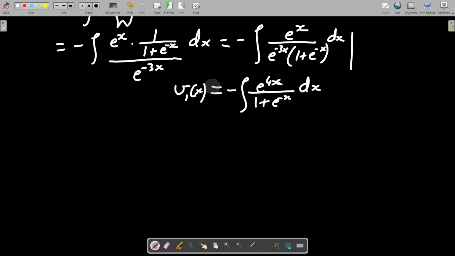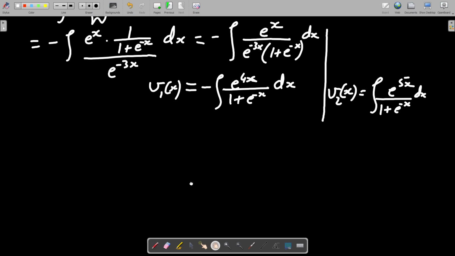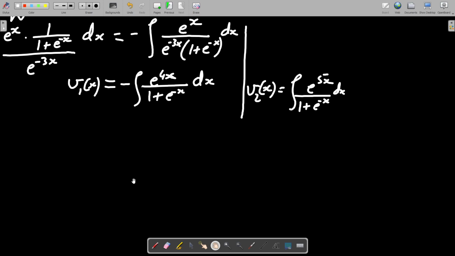Same way, if you start solving, you'll get v2 of x to be equal to e raised to 5x upon the same denominator. So this is what you'll end up with over here, these two integrals. Now the question is how to integrate these two functions here. Which substitution will we have to try?